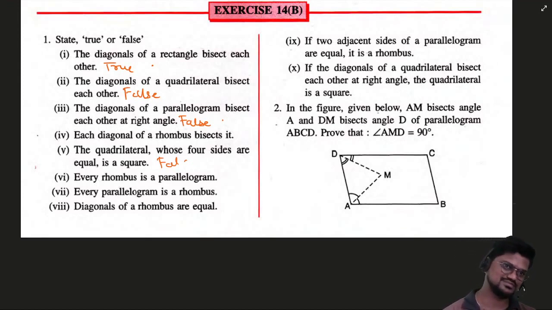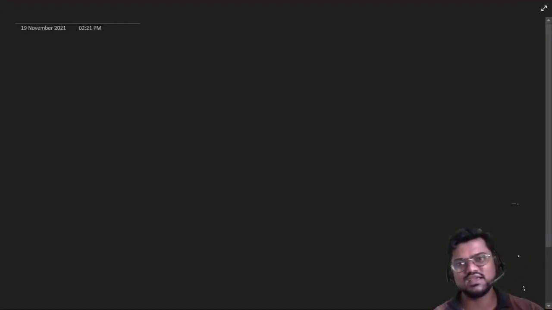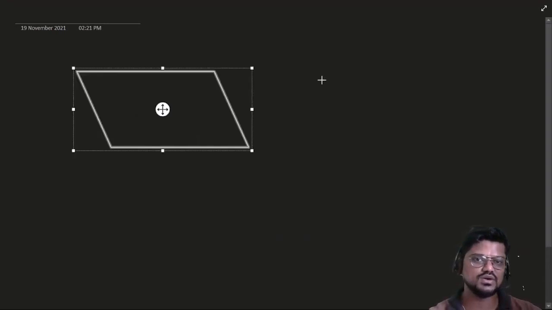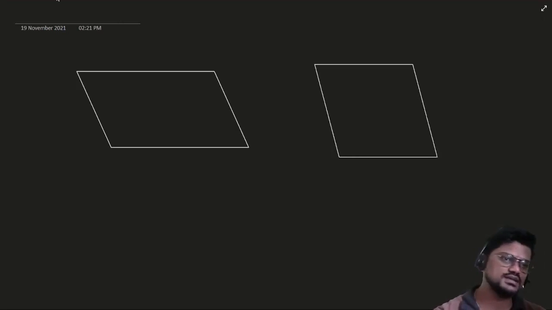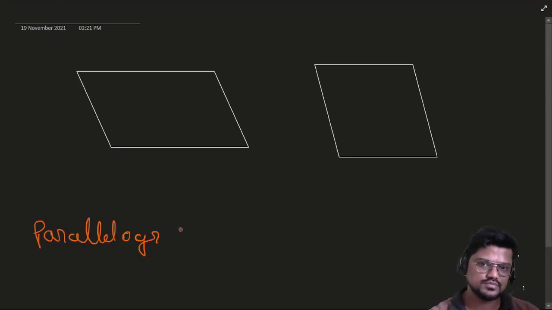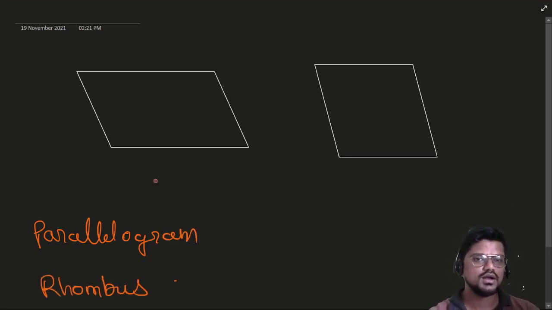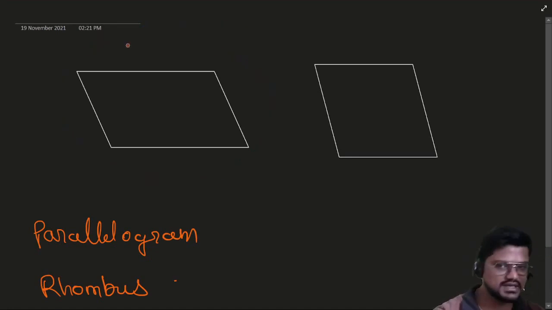But sir, why? See why it is like that. I'll give you one example. If I draw, this is my parallelogram and this is my rhombus. Fine. What are the conditions to be a parallelogram? And what are the conditions to be a rhombus? Now if I check for this, is it a parallelogram? Yes, it is a parallelogram. And for a rhombus, what are the conditions?